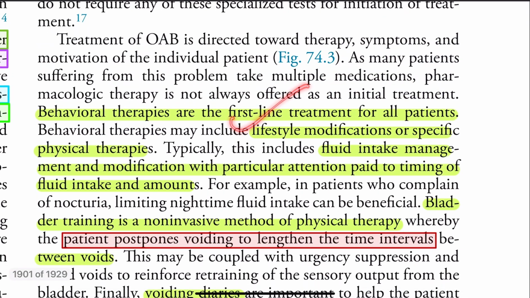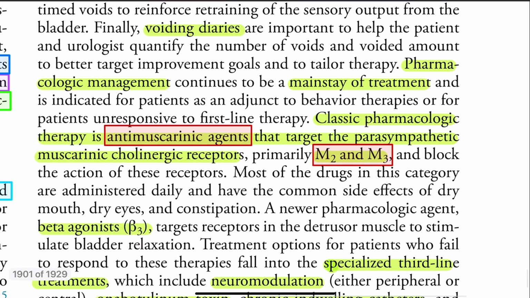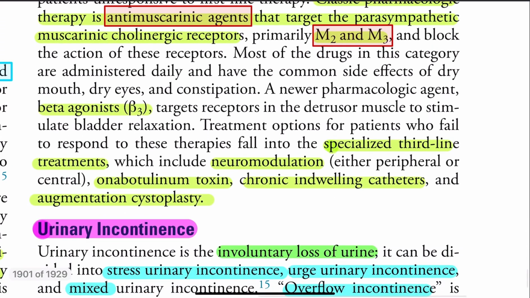The first line and initial treatment is behavioral therapy. The mainstay is pharmacological therapy. Classic pharmacological therapy is anti-muscarinic therapy, directed against M2 and M3. A newer pharmacological agent, a beta-3 agonist, is also used.